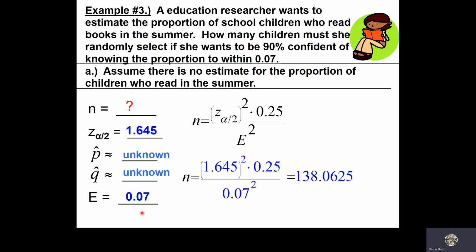And when we hit enter, we should then get 138.0625. Remember that as we do sample size, 138 surveyed would not be enough. We need a little bit more than that. So we should round that up to the next whole number of 139. So the answer here would be 139.